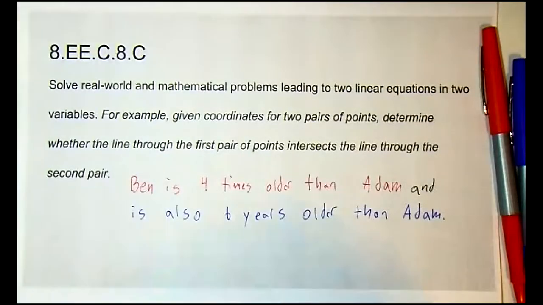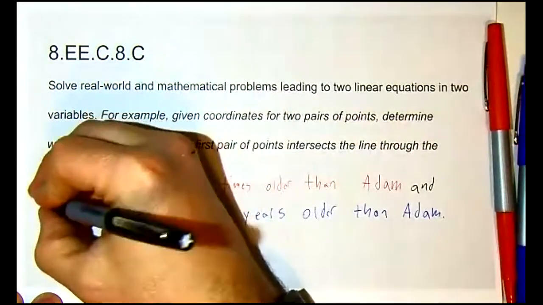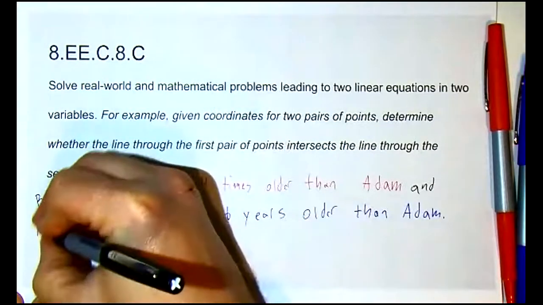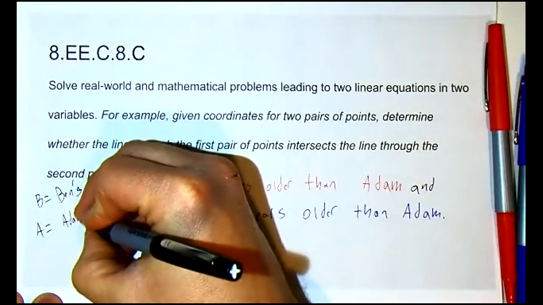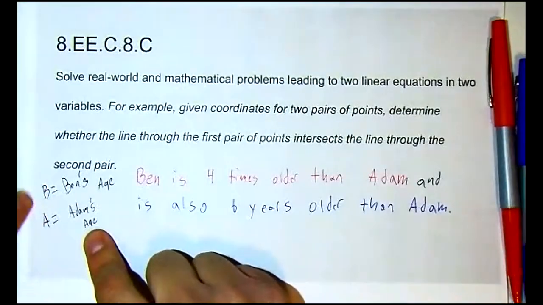All right, this last standard, broken down to its barest minimum, is: solve real-world mathematical problems if it has two linear equations with 2 variables. So right here, when we have Ben is 4 times older than Adam and is also 6 years older than Adam, we have 2 variables. We have B is equal to Ben's age, and we have A is equal to Adam's age. So we can write 2 different equations with 2 different variables, A and B.